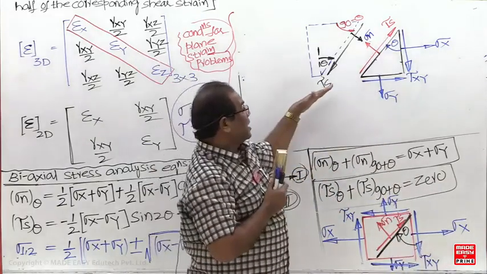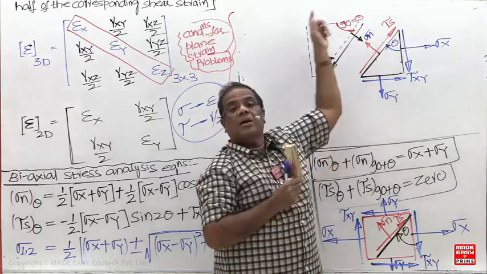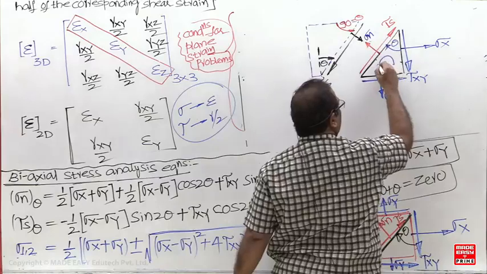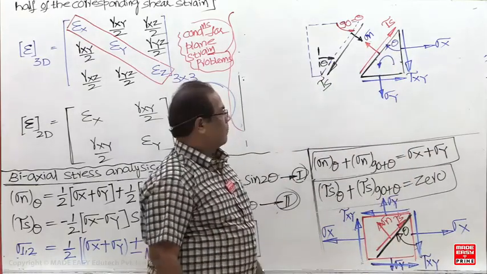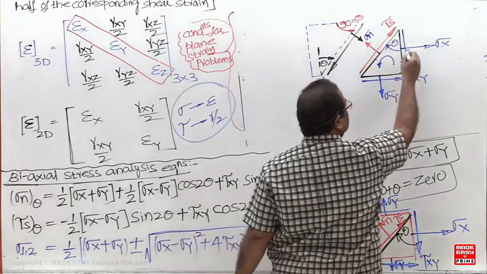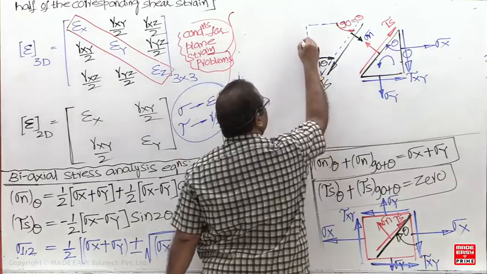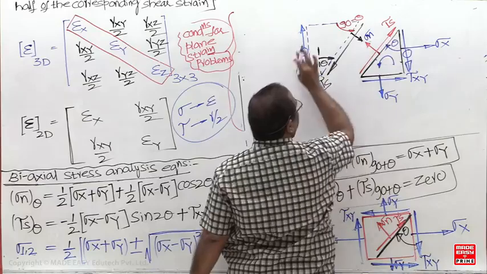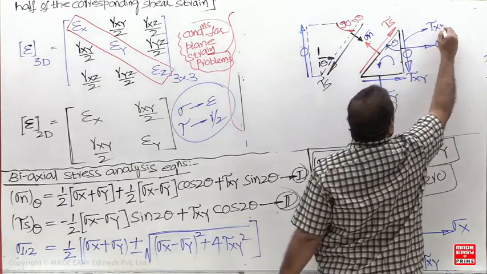So what is the assumed direction of tau s? This is upward, this is downward. Now these two will form a couple in anti-clockwise. And here this is tau xy. Here you are going to get upward. So these two will be clockwise. This will be tau xy, X face, y direction.